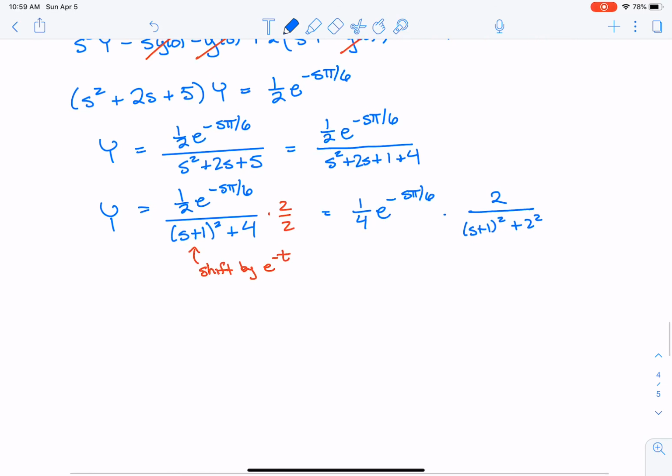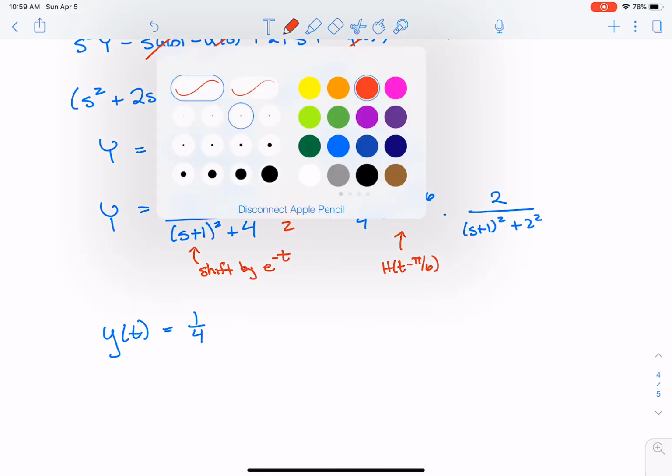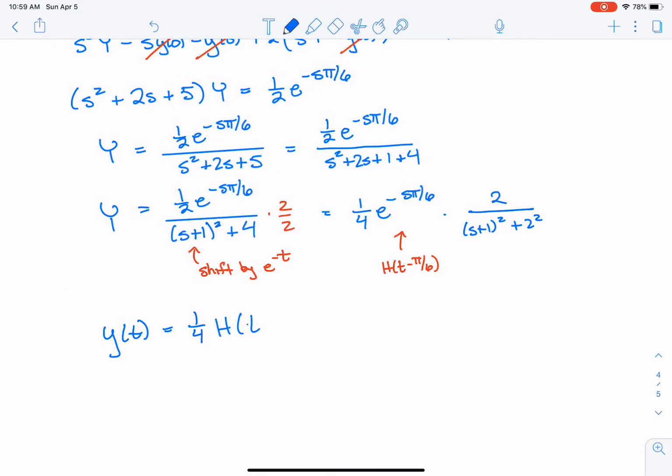Okay, so what I have is a sine function, a sine of 2t, as shifted by that e to the minus t. So y of t is going to be 1/4 e to the minus s pi over 6. This is going to give me, just so you know, a Heaviside function of t minus pi over 6. So that's going to be a 1/4 Heaviside of t minus pi over 6. Then I'm going to get the e to the minus t that comes from the s plus 1. And then I would have sine of 2t, but I'm not going to have sine of 2t because I'm shifting for that Heaviside function, so that's sine of 2 times (t minus pi over 6).